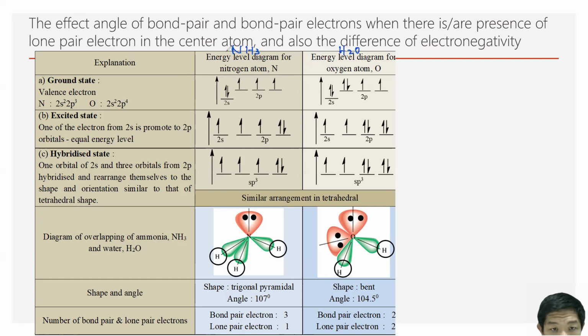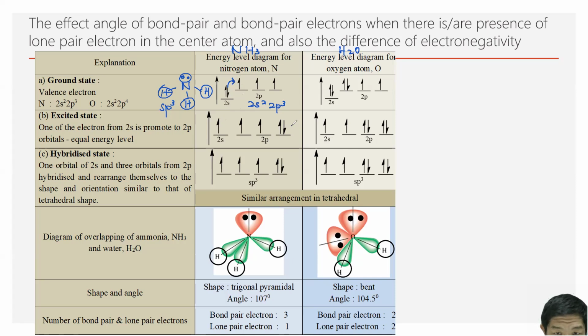Okay, so let's start with ammonia. Inside ammonia, the ground state configuration is 2s2 2p3. Since, if I draw out the Lewis structure, you shall have 4 surrounding atoms, it takes sp3 hybridization. Okay, so as usual, it will undergo the excited state where one of the electrons is excited from 2s to 2p.